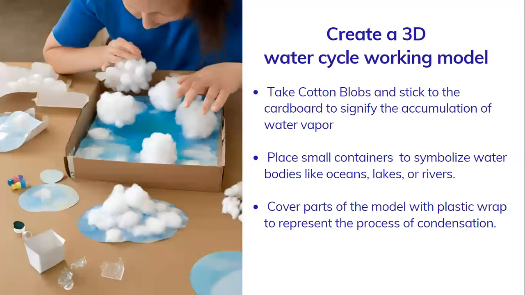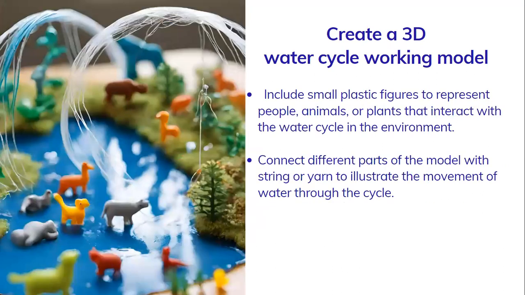Next, take cotton blobs and stick them to the cardboard to signify the accumulation of water vapor. Place small containers to symbolize water bodies like oceans, lakes, or rivers. Cover parts of the model with plastic wrap to represent the process of condensation. Next, include small plastic figurines to represent people, animals, or plants that interact with the water cycle in the environment. Connect different parts of the model with a string or yarn to illustrate the movement of water through the cycle.